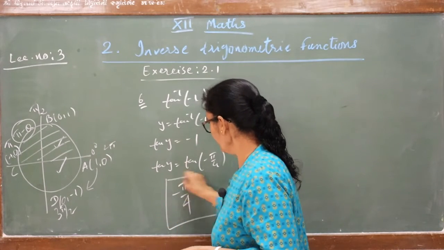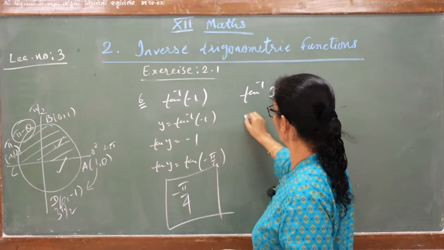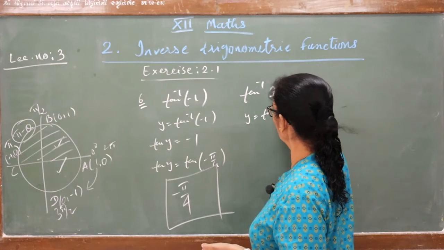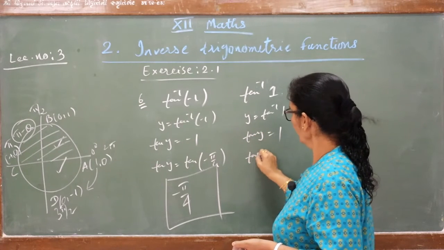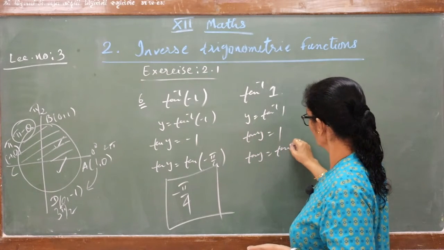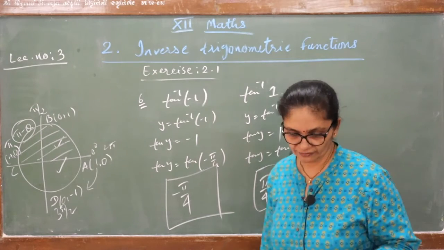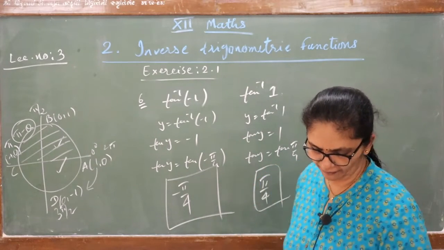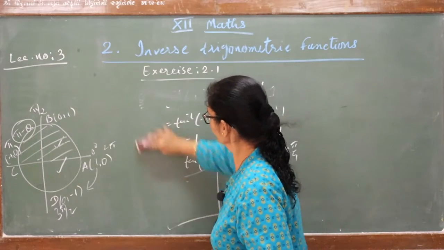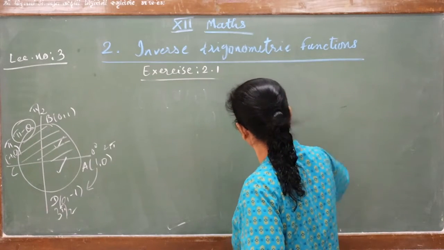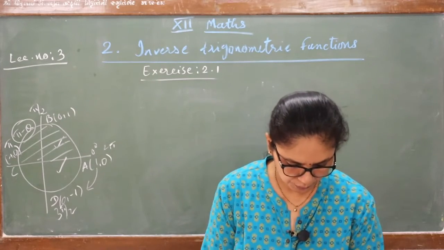But remember, if we have tan inverse 1, then you can write y equal to tan inverse 1. Then we can say tan y equal to 1, tan y equal to tan pi by 4. So here your principal value will be pi by 4. That way you can write your principal value. So this is your sixth question. Now let's come to the seventh one.